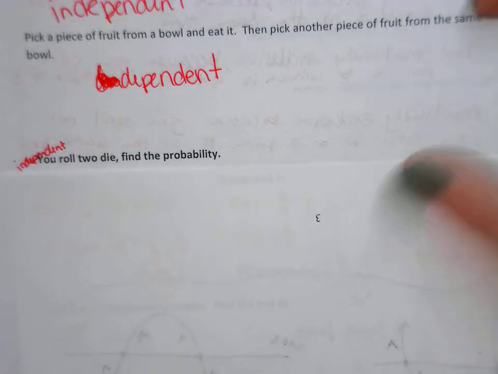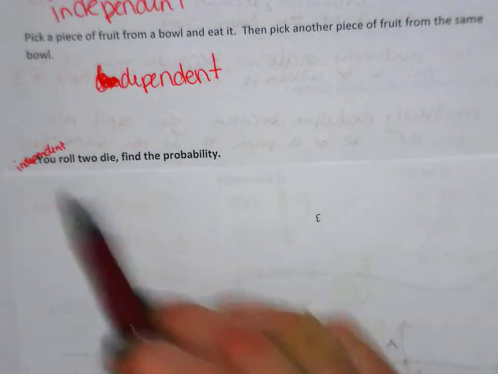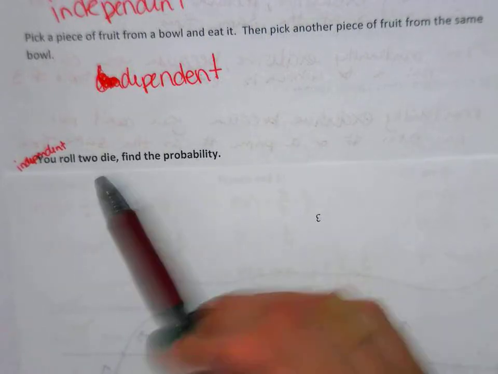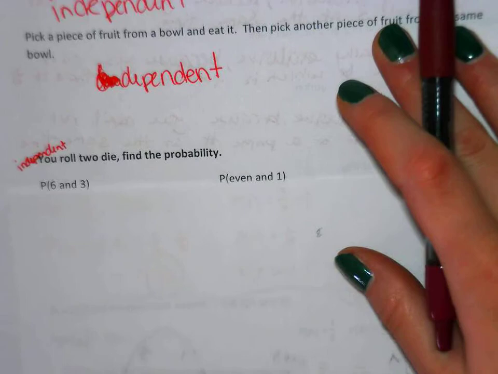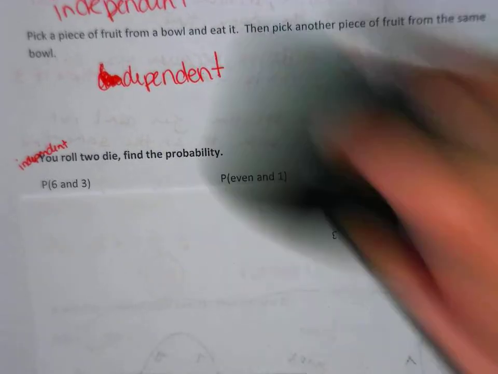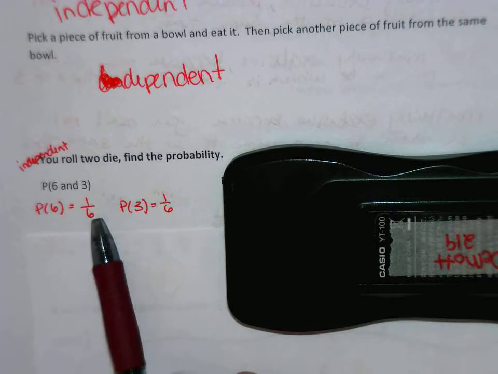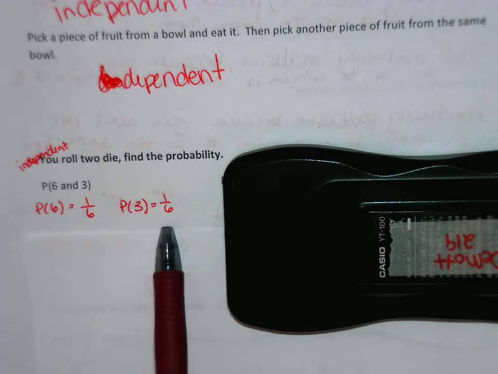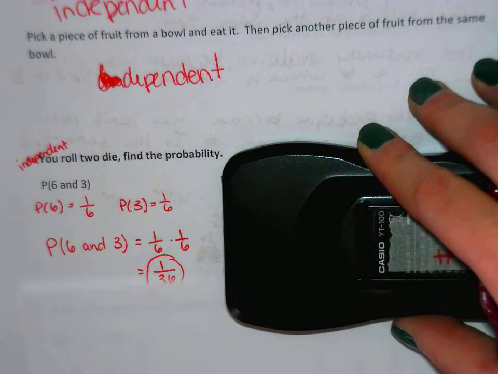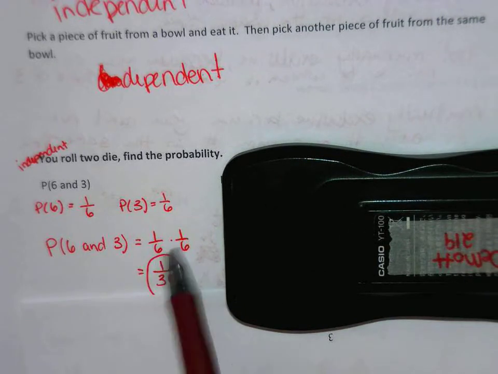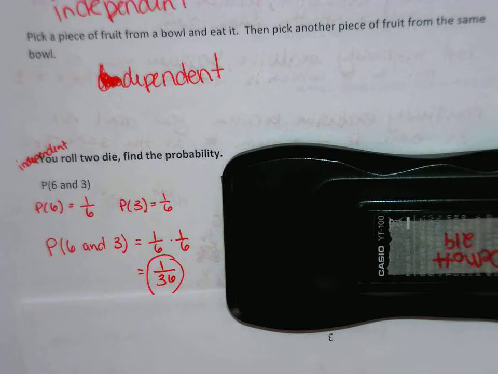So let's say you roll 2 dice and want to find the probability. This is independent because when you roll 1 die, it does not affect the roll of the second die. So we want to find the probability of 6 and 3. The probability of rolling a 6 is 1 out of 6. The probability of rolling a 3 is 1 out of 6. So the probability of 6 and 3 equals 1/6 times 1/6, which equals 1/36.